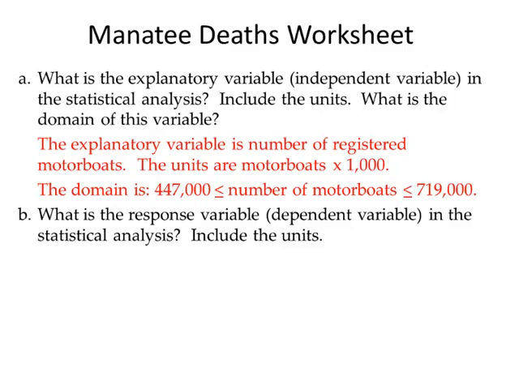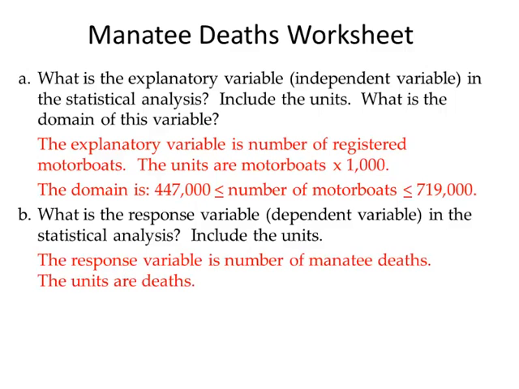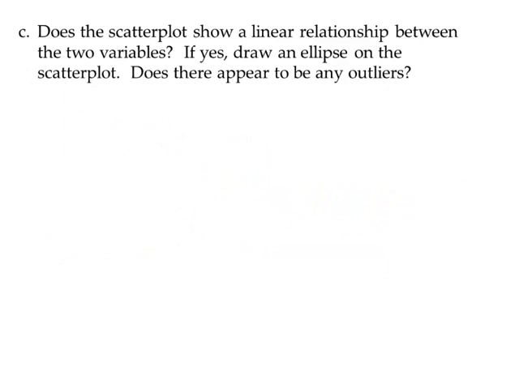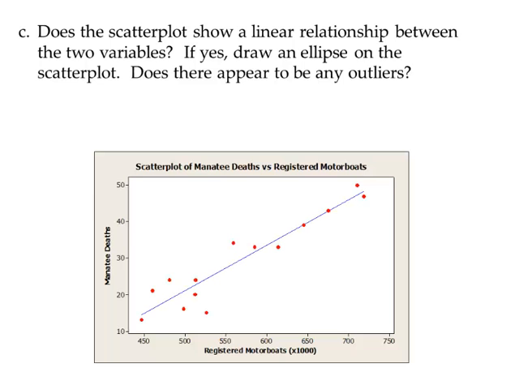Part B. What is the response variable in this statistical analysis? The response variable is the number of Manatee deaths. The units are deaths. Question C. Does the scatter plot show a linear relationship between the two variables? Let's look at the scatter plot. According to the scatter plot, there appears to be a linear relationship.